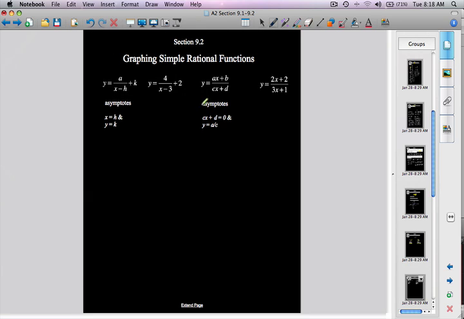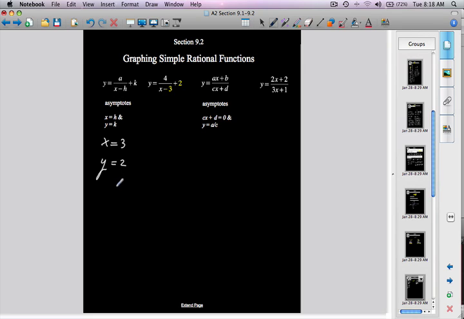All right, so let's go about graphing simple rational functions. So the first thing I want to do is identify my asymptotes. You can see here I want to find h and k, as we've been doing all year long. So h in this case is 3 and k is 2. So I know I'm going to have asymptotes that are x is equal to 3 and y is equal to 2.